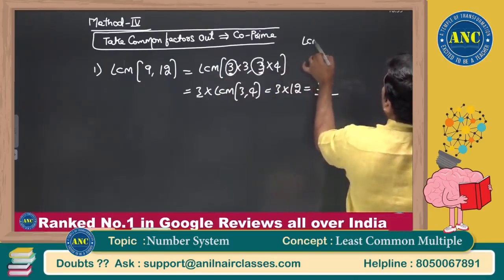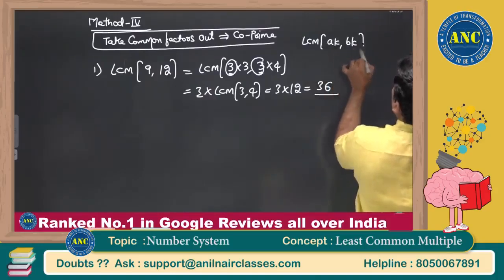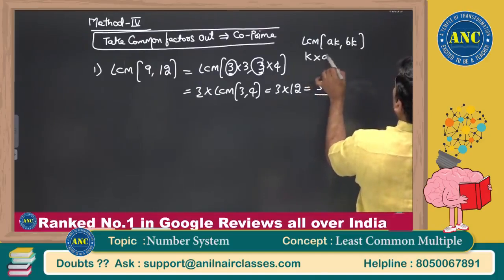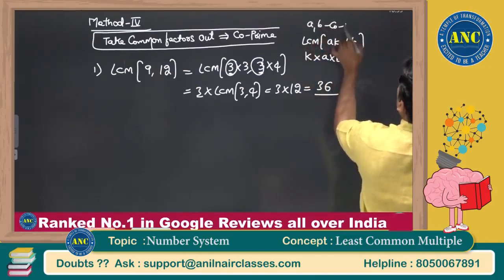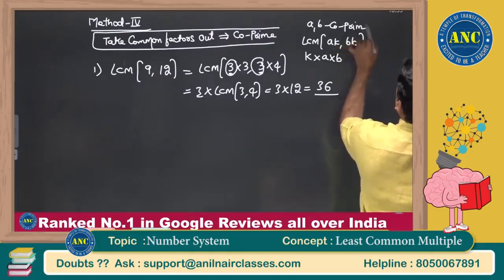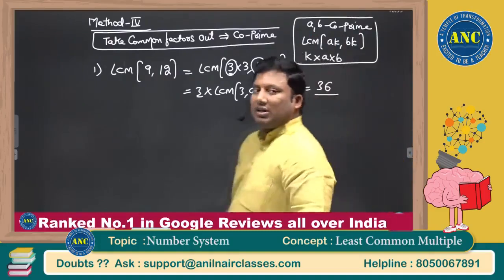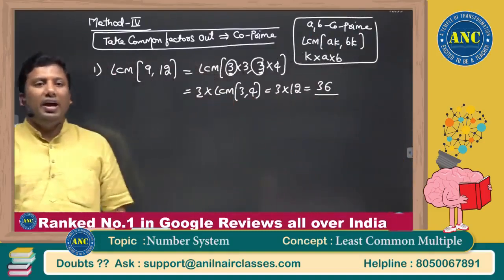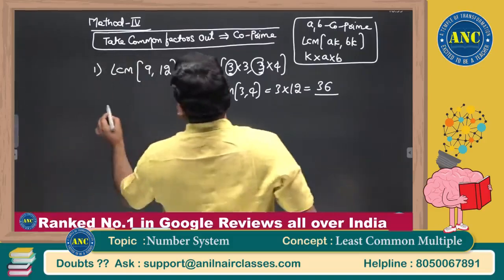Please write down this point. If A and B are co-prime, take the common factor out: the LCM of AK, BK is K into A into B.